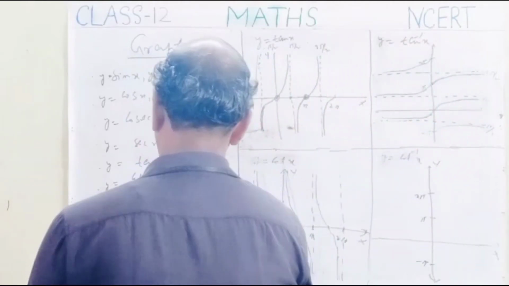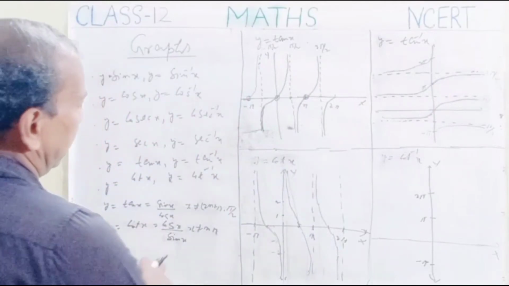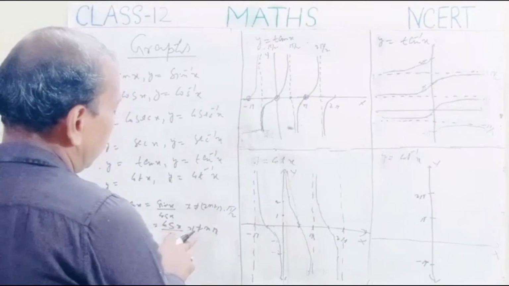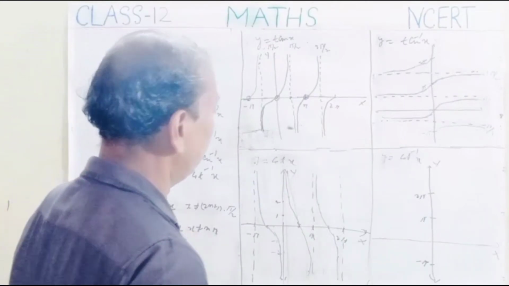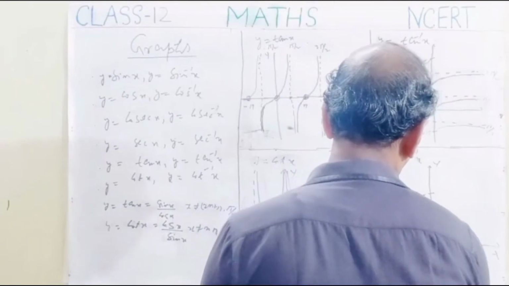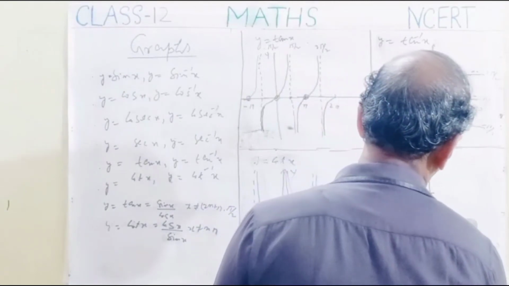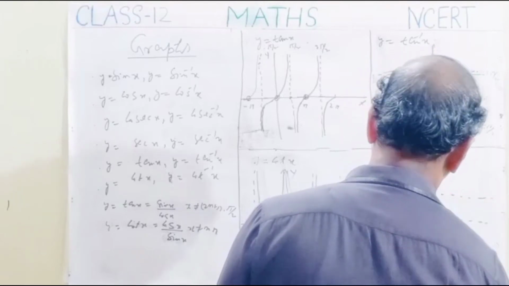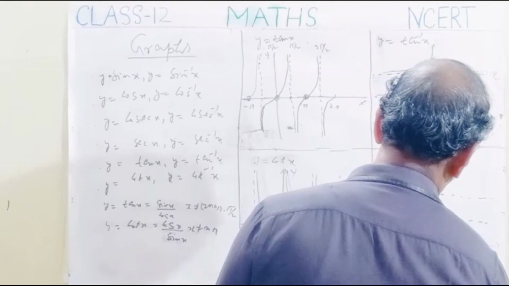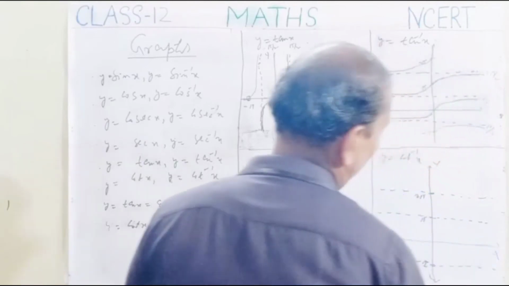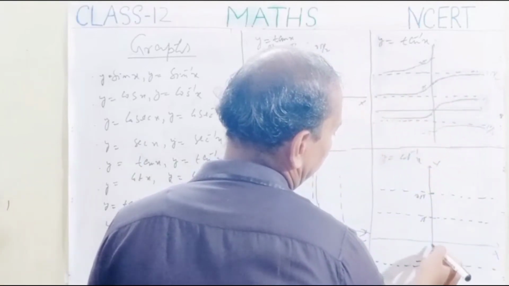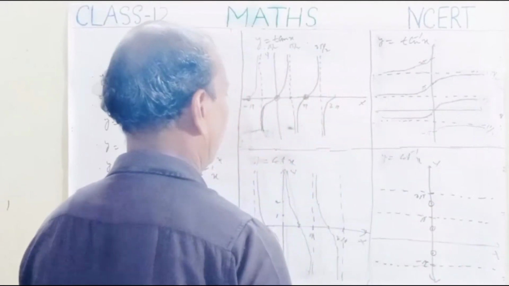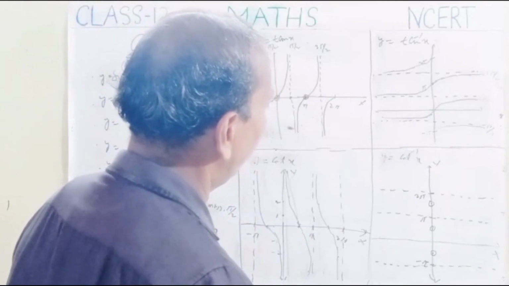I have told you here y is equal to cot x, which is cos x by sin x. If sin x is equal to 0, it is not defined, that is, x is not equal to n pi. So it will be not defined at 0, at pi, at 2 pi, and at minus pi. Now these are the points. So this is minus pi by 2, this is pi by 2, and this point is 3 pi by 2. Now we have to draw the graph.